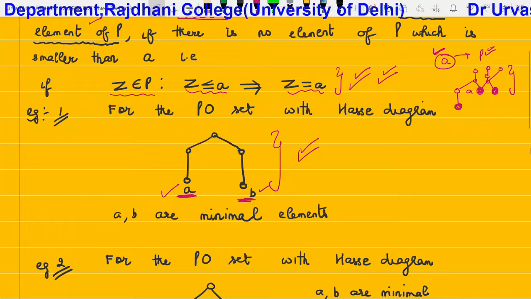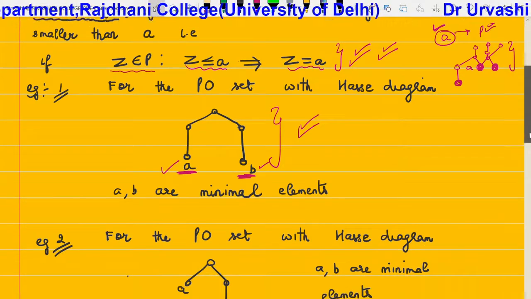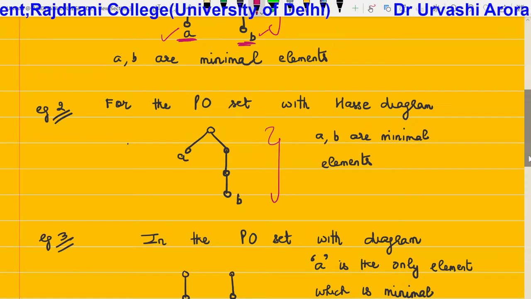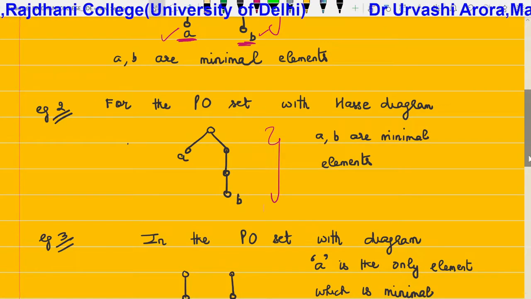Now consider example 2, the second example. In this particular example, again, suppose there is a PO set whose Hasse diagram looks like this.